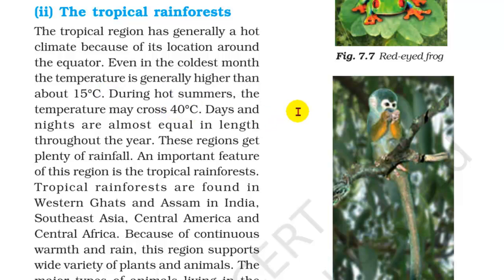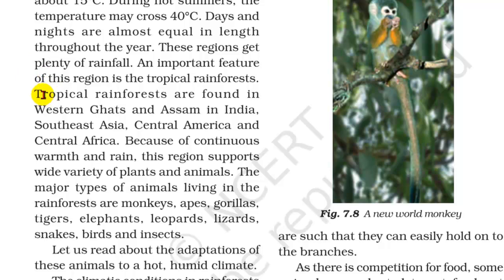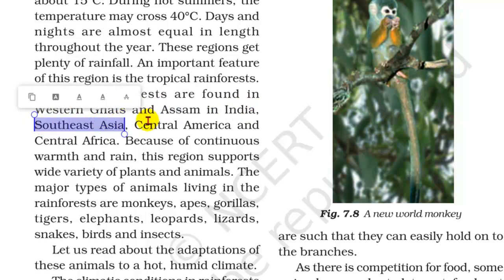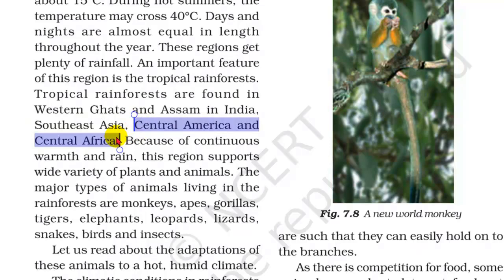These regions have days and nights almost equal in length throughout the year. There is plenty of rainfall in this region. An important feature of this region is the tropical rainforest. So tropical rainforests are found in Western Ghats and Assam in India, Southeast Asia, Central America and Central Africa. Because of the continuous warmth and rain, this region supports a wide variety of plants and animals.